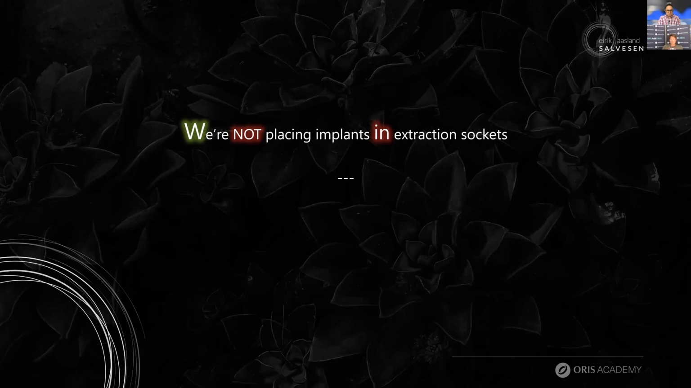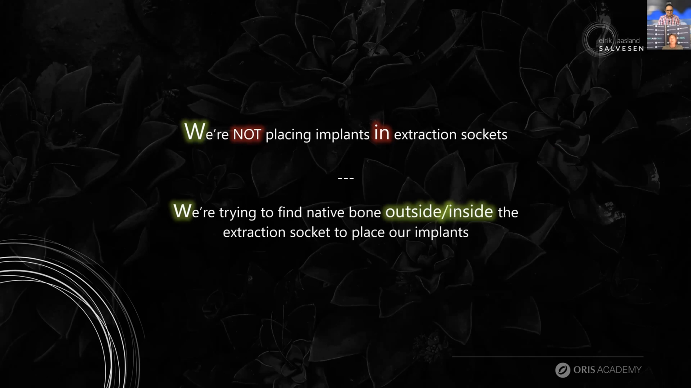So we're not placing implants in extraction sockets. This is the sentence you will often hear, that people are placing implants in extraction sockets. We're not. We're trying to find bone outside or inside of the extraction socket. So if it's in the aesthetic area, we're trying to use the native palatal bone to place the implant. If it's a posterior one, we're trying to use the intraradicular bone. The septum, or septa, after the tooth is extracted is the place where we're placing implants. So we're not trying to anchor in the extraction socket. We're trying to find the native bone, either apical or central or palatal to this extraction socket.